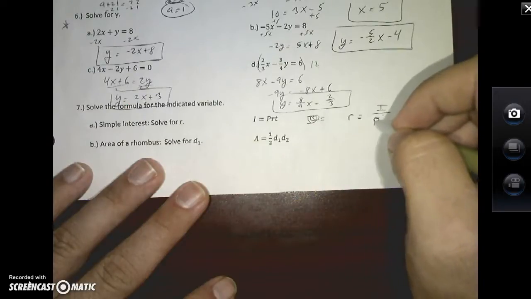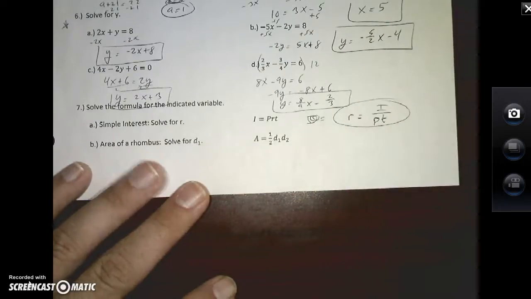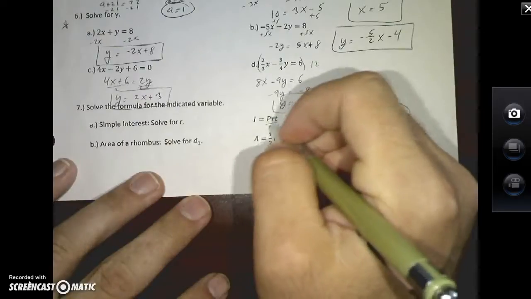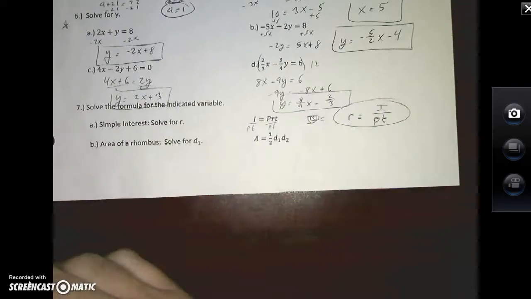I'm trying to jump ahead of myself. That's why you always take your time when you're doing math. Now I have r by itself. All I did there was divide both sides by the variables, and everything's separated because everything's different.